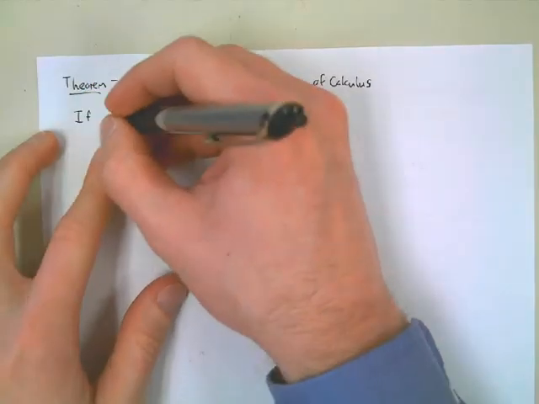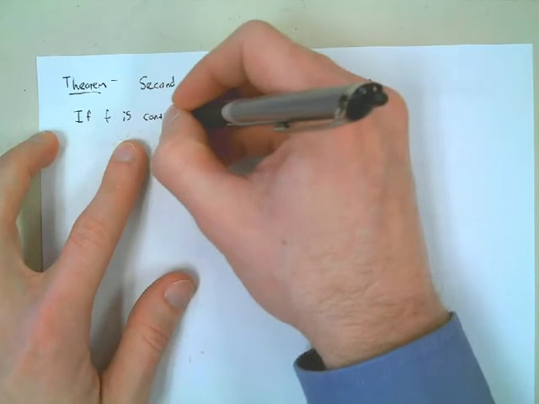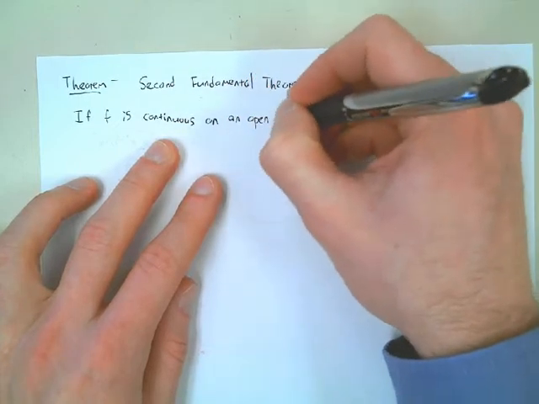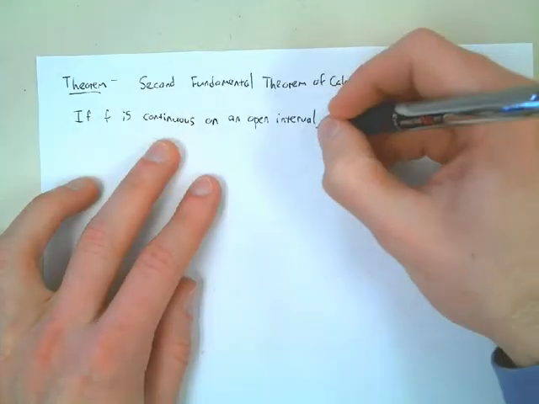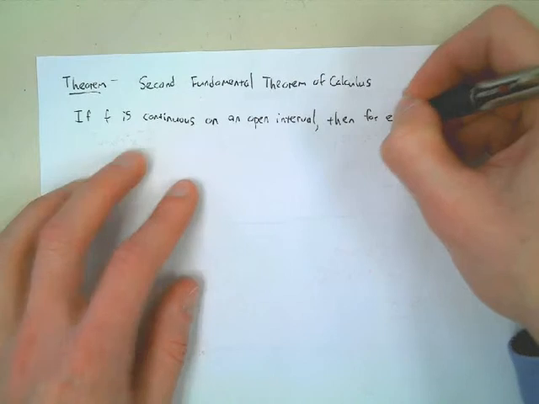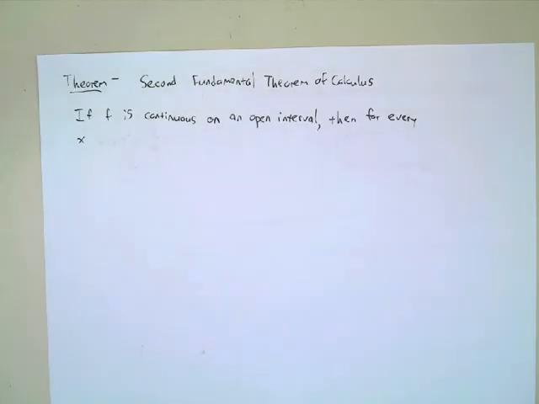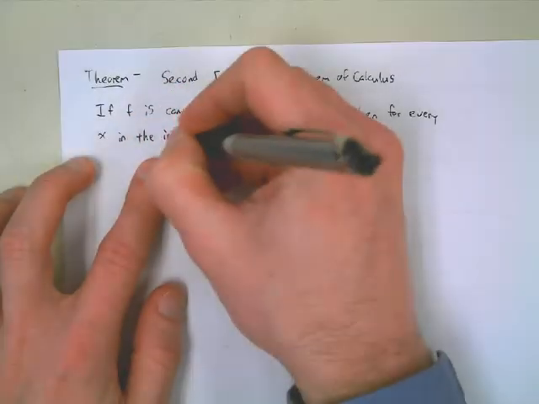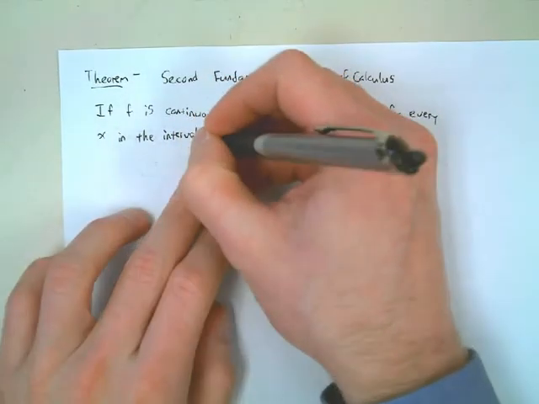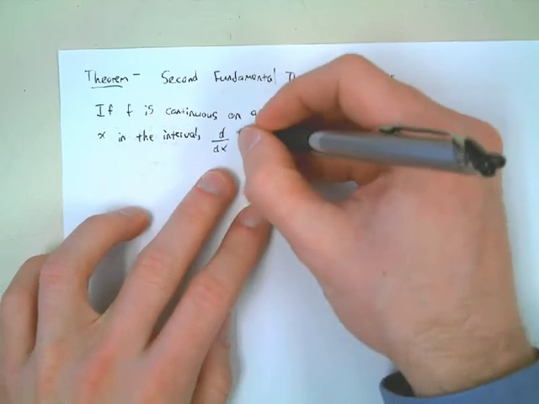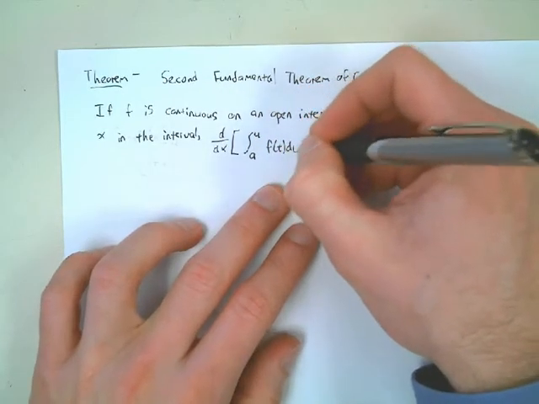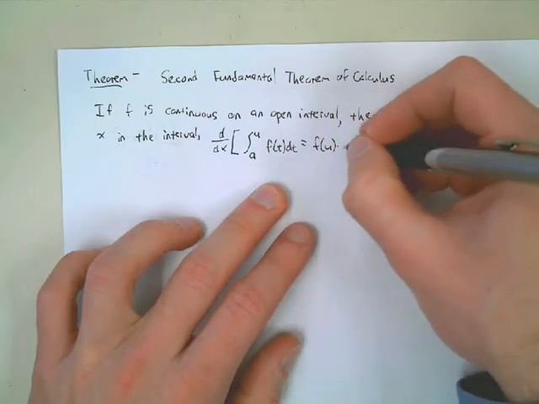So if f is continuous on an open interval, then for every x in the interval, the derivative with respect to x of the integral from a to u of f of t dt is equal to f of u times u prime.